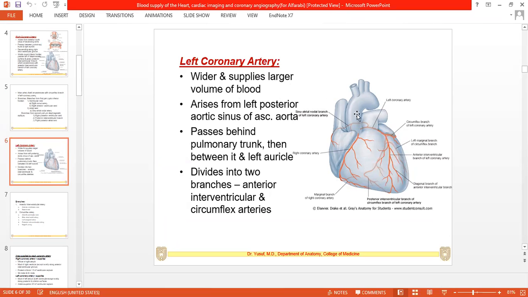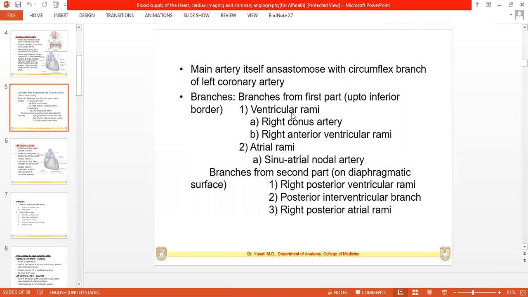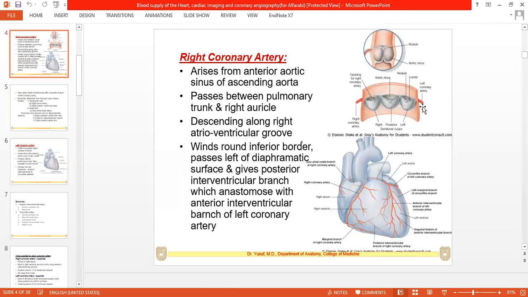So this is supplied by the left coronary artery. So it is wider as well as supplies a larger volume of blood. Okay, because the work done by the left ventricle is much more. Okay, it arises from the left posterior aortic sinus of the ascending aorta. As we saw here, it will be taking origin from the left posterior aortic sinus.